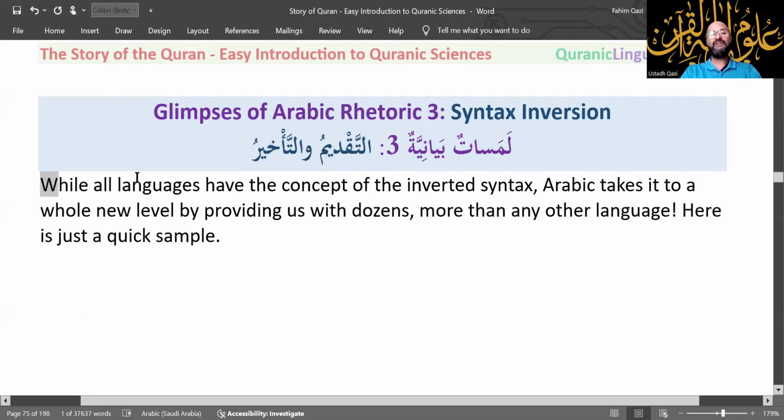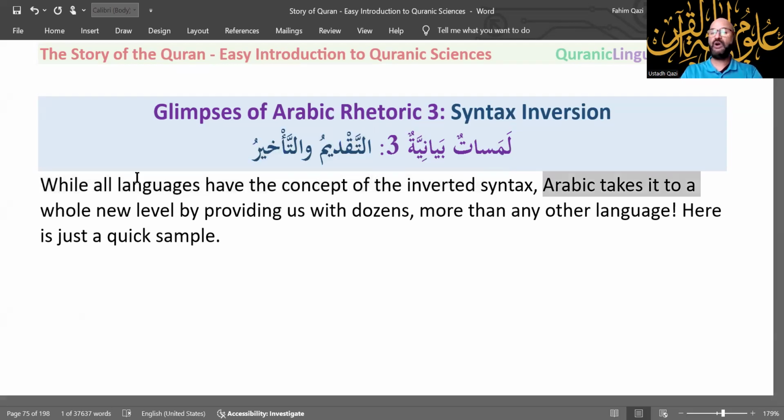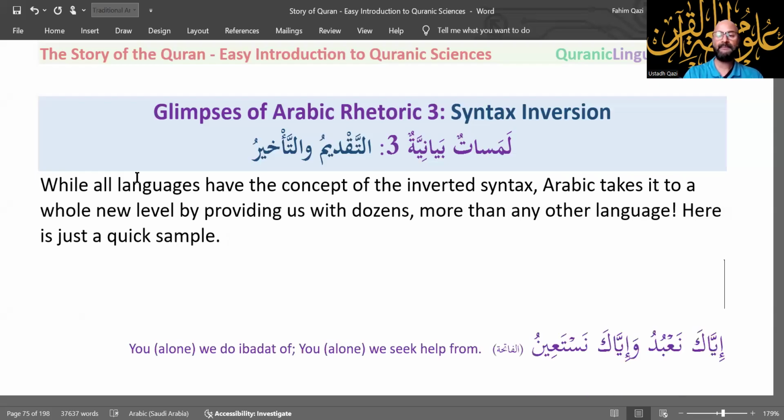All languages have the concept of inverted syntax. Arabic takes it to a whole new level by providing us with dozens more than any other language. Now, if you're not familiar with syntax inversion, that's okay. Here are some examples to bring home the point.